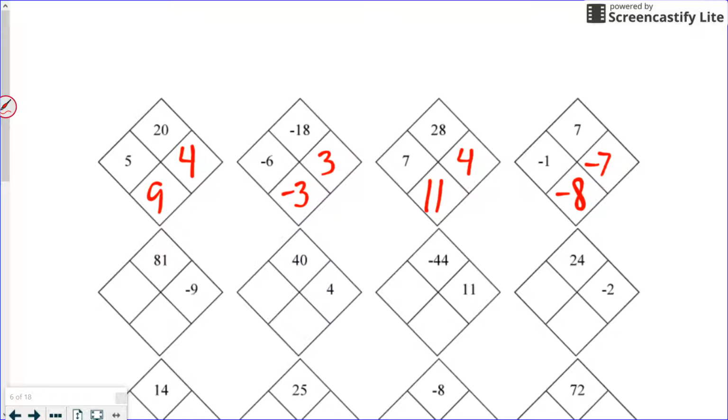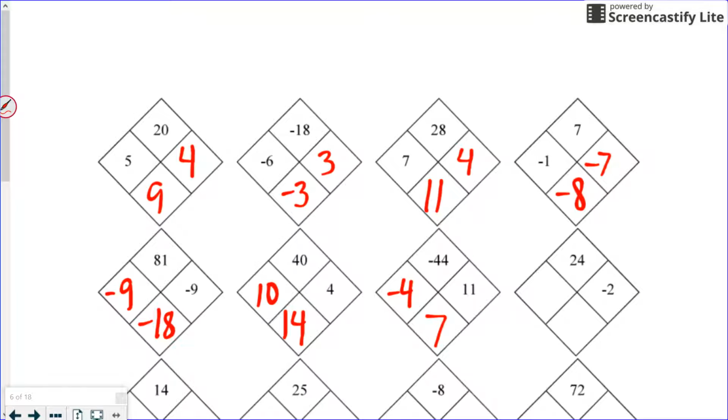For 81, I know 9 times 9 would be 81, but I have one negative. I need to make the other one negative in order to get to positive. And then negative 9 minus 9 would be negative 18. 10 times 4 would be 40. 10 plus 4 is 14. We've got 11, so negative 44 divided by 11 would be negative 4. 11 minus 4 would be 7.